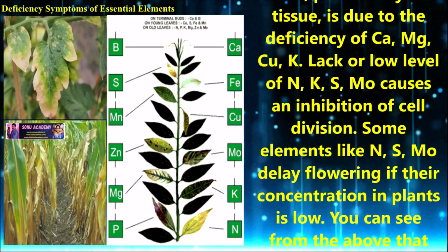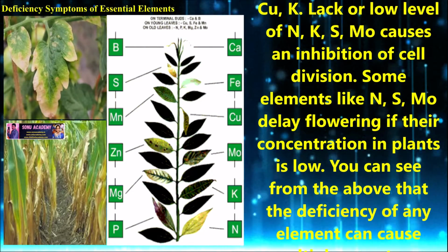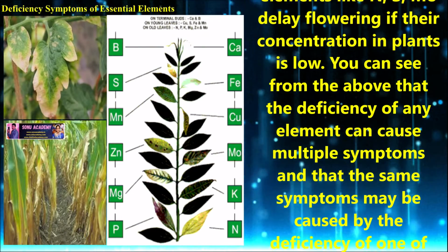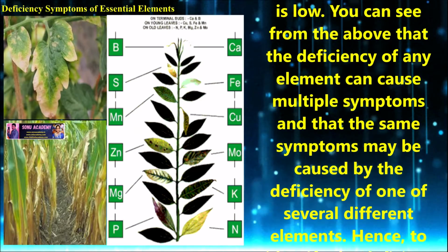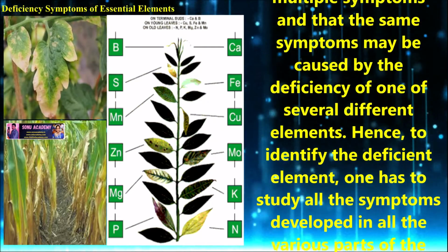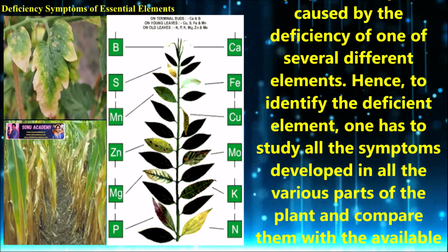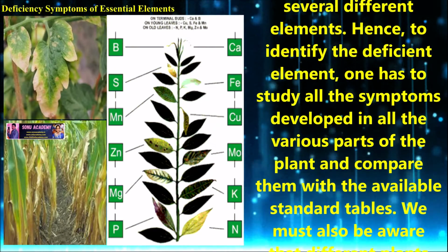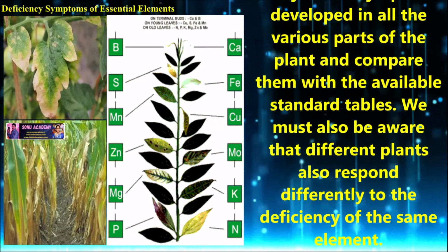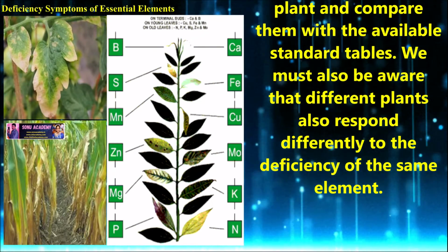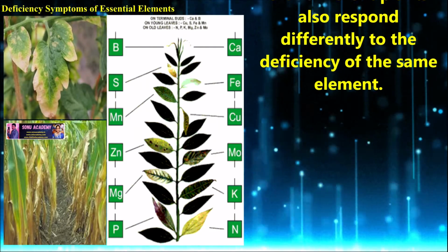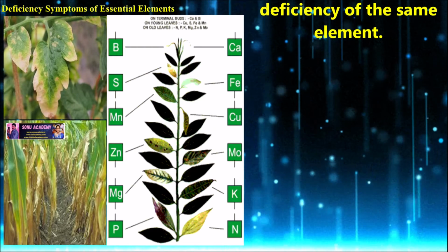Lack or low level of N, K, S, Mo causes an inhibition of cell division. Some elements like N, S, Mo delay flowering when their concentration in plants is low. You can see from above that the deficiency of any element can cause multiple symptoms and that the same symptoms may be caused by the deficiency of one of several different elements. Hence, to identify the deficient element, one has to study all the symptoms developed in all the various parts of the plant and compare them with the available standard tables. We must also be aware that different plants respond differently to the deficiency of the same element.